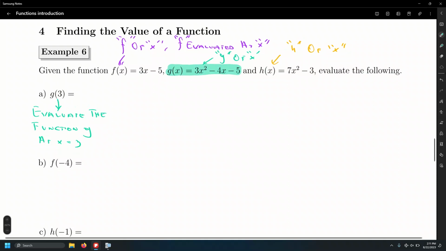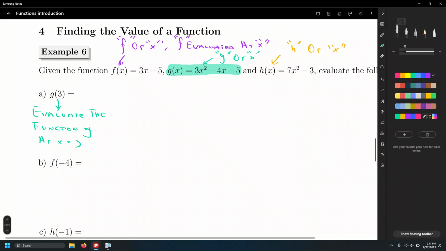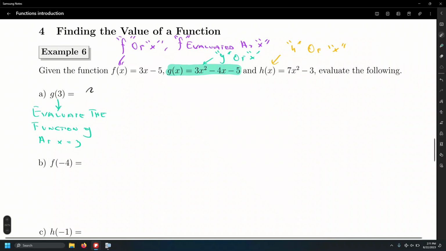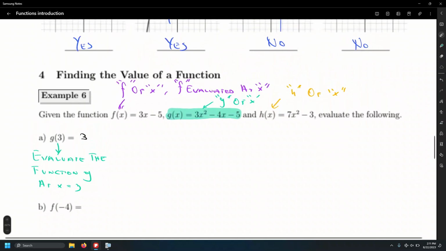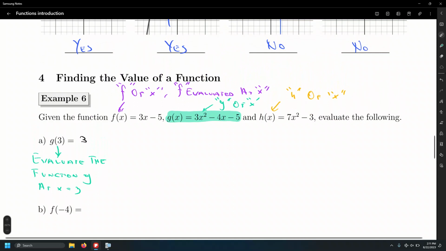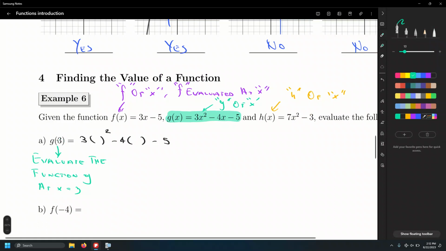So this is what we're going to do. We're going to evaluate. In other words, here what we have to do is that everywhere you see the letter x in your function, substitute the number 3 right here. So 3 times parentheses squared minus 4 times parentheses minus 5. In this case we want to evaluate it for 3. And that's a 3, all right?